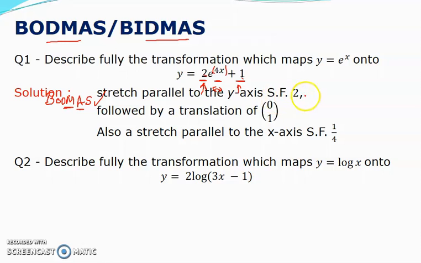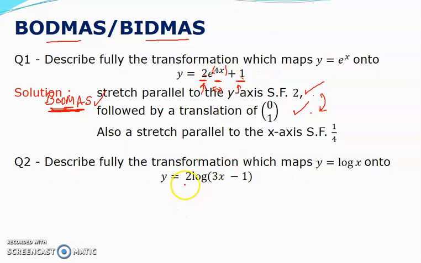So notice my answer on this, please. Stretch parallel to the y-axis. BODMAS says multiply first, so that's what I've done. Followed by a translation of (0,1). I've then moved it up. These two must be in the right order. Has to be this, then this. And that's why I've written also there is a stretch parallel to the x-axis, scale factor of a quarter. That doesn't matter when I do it, because it goes the opposite direction. So you can clearly see then that BODMAS works when it's not in the brackets, unlike here.